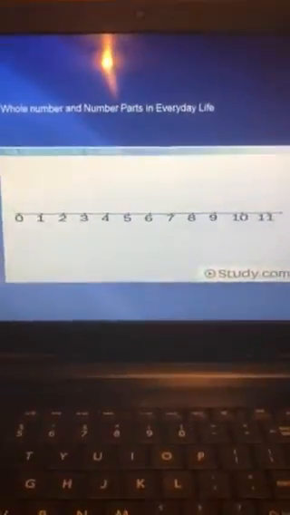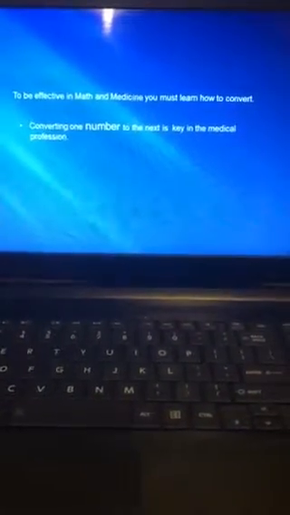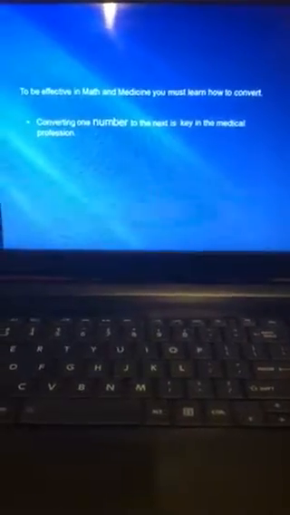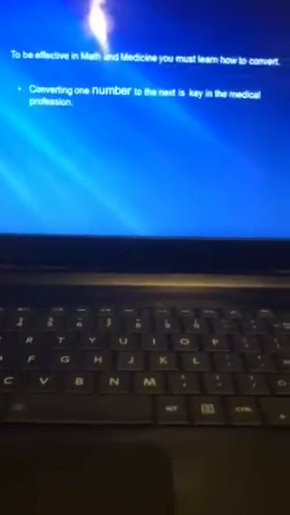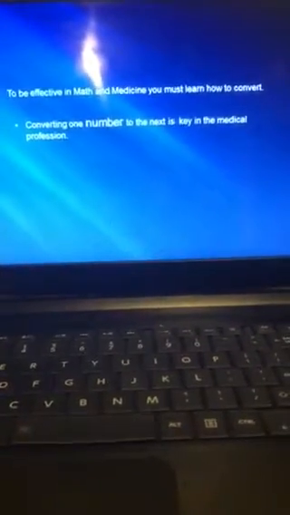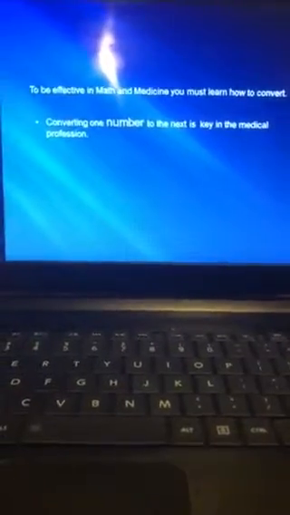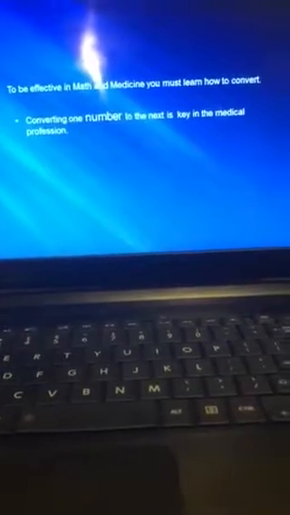Your next thing would be your ratios. So your ratios and your number parts, they work hand in hand. To be effective in math, you must learn how to convert, and converting one number to the next number would be really key in the medical profession. So we're going to talk about your fractions to whole numbers. You want to turn a half into 0.50. You also want to know your decimals and how to move them from one place, like a fifth, the 10th place, the hundredths place, the thousandths place.